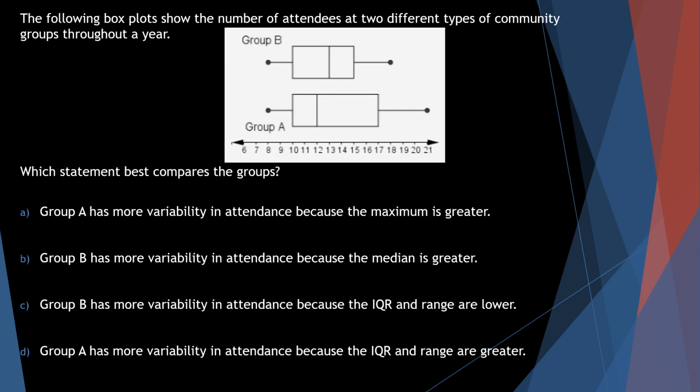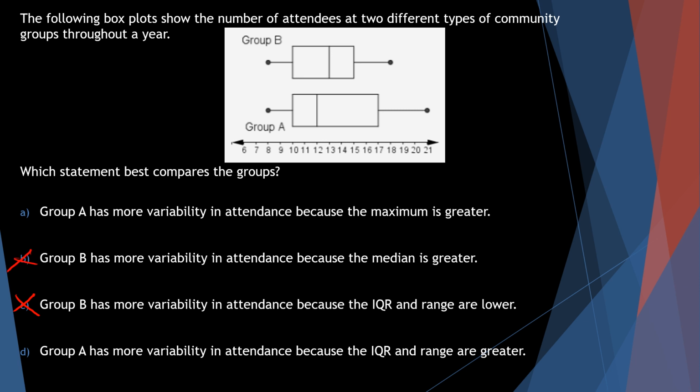Alright, we have another box plot here, and we want to know which statement best compares the groups. It looks like we're comparing the variabilities. Remember, variability is how much bigger one is than the other. So if I'm looking for a box plot that has more variability, I want it to be wider, which would be group A. So group A is going to have that more variability.